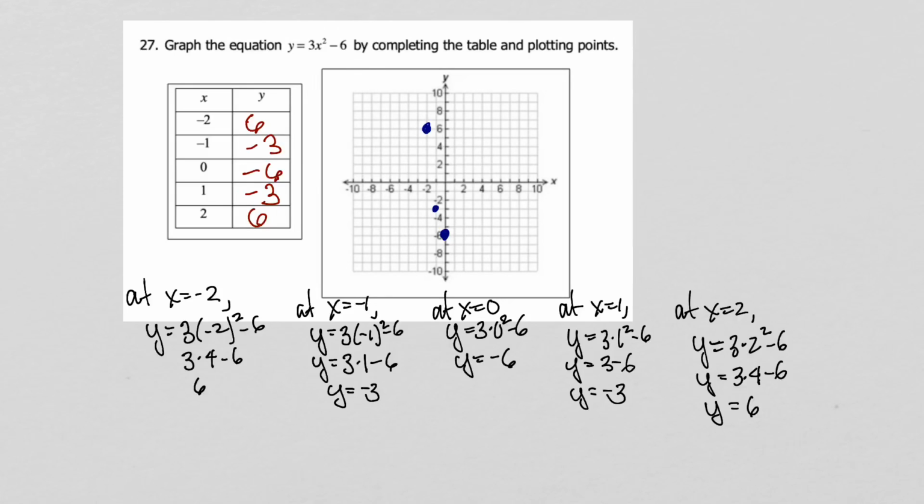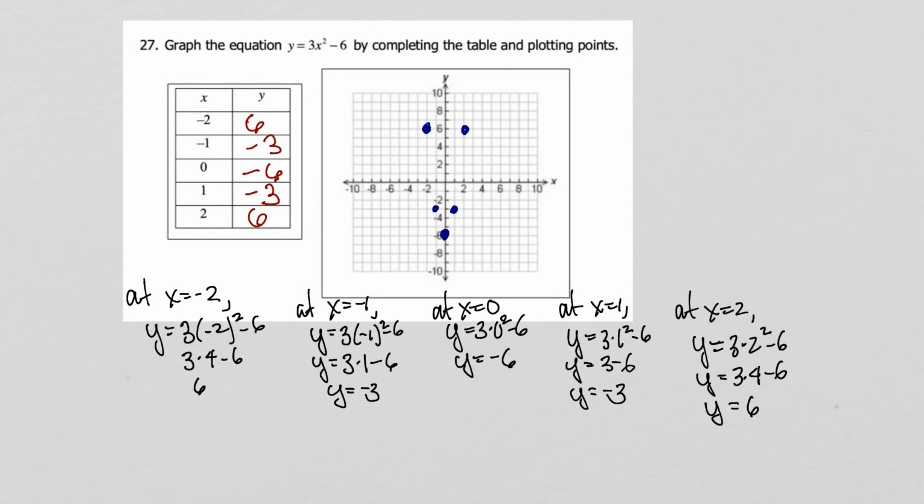All right, and then at the 1, we're at -3. So to the right 1, down 3. And we're getting some symmetry here. And then at 2, we're up at +6. So to the right 2, up 6. And you can see that symmetry.